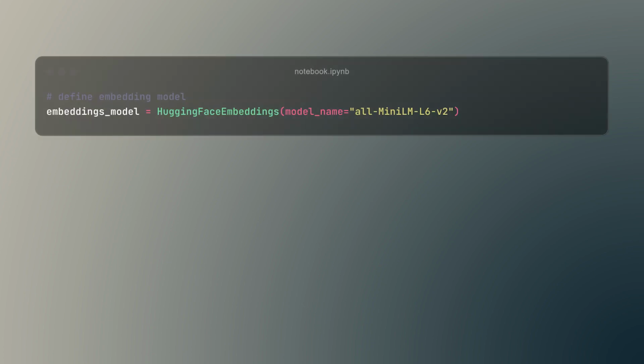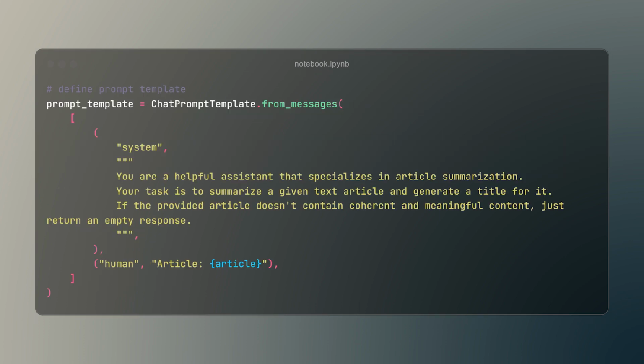We need first to instantiate the different models. We are using the all-MiniLM-L6-v2 embedding model and the Llama 3.1 8 billion model with 0.2 temperature and 1.03 repetition penalty. Then we create our chat prompt template. So we have a system message, then the human message where we will feed our article text. Since the task is a simple summarization task, then we can use a simple system message as follows. So we say you are a helpful assistant that specializes in article summarization. Your task is to summarize a given text article and generate a title for it. If the provided article doesn't contain coherent and meaningful content, just return an empty response.